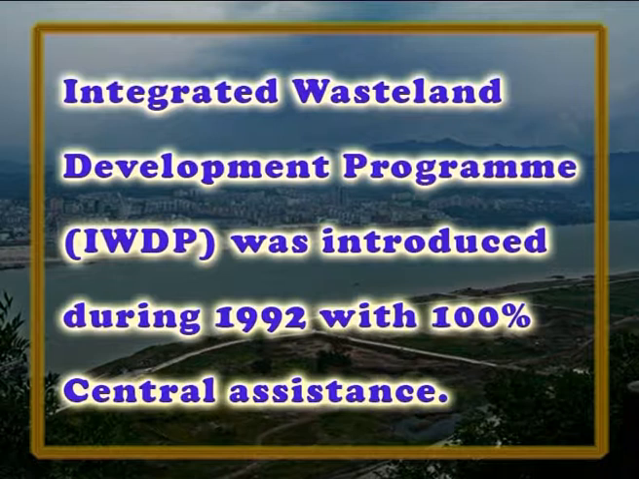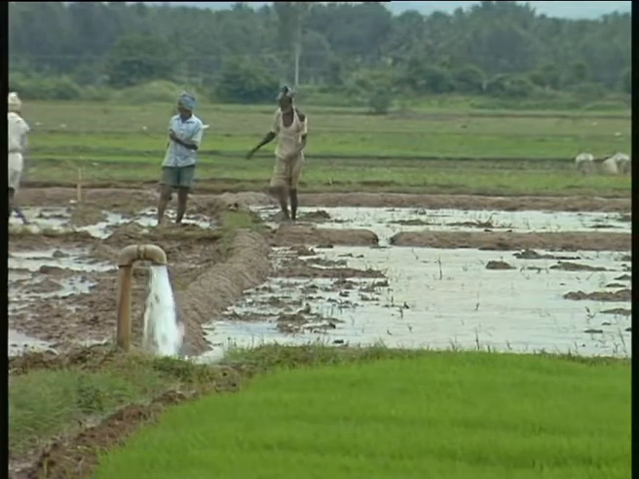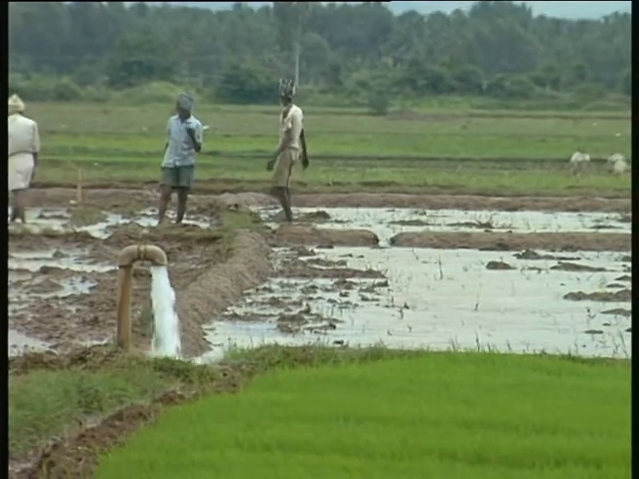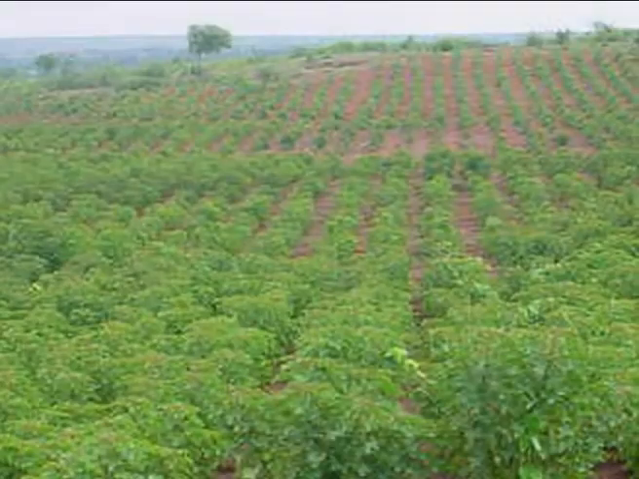Integrated Wasteland Development Program, that is IWDP, was introduced during 1992 with 100% central assistance. The Integrated Wasteland Development Program made afforestation and soil and moisture conservation in wastelands under government or community or private control its predominant activity, without much focus on saturation of complete micro watershed and participation of people.